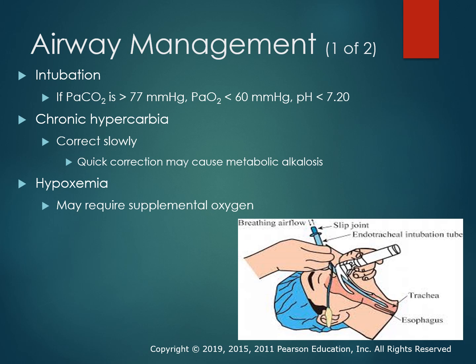Patients experiencing respiratory distress may require intubation. Although there is no specific rule for when to intubate, generally intubation is indicated if the patient has a PaCO2 greater than 77, a PaO2 less than 60, and a pH less than 7.20. Patients with chronic hypercarbia require care to correct their status slowly, as correcting PaCO2 too quickly may result in metabolic alkalosis due to excessive retention of the bicarbonate.